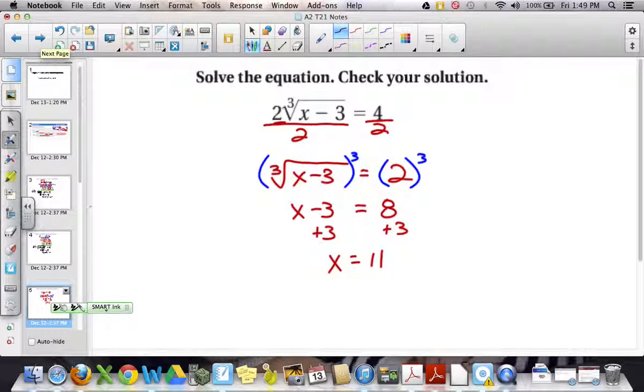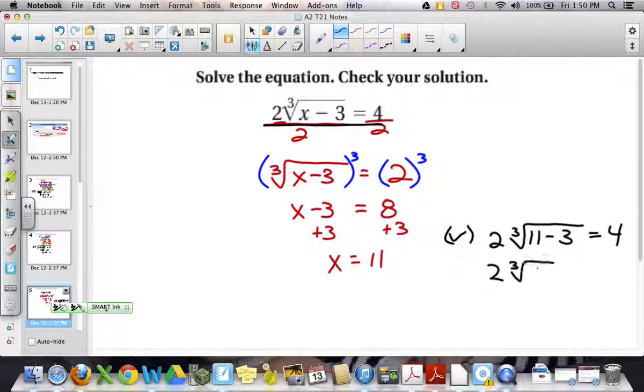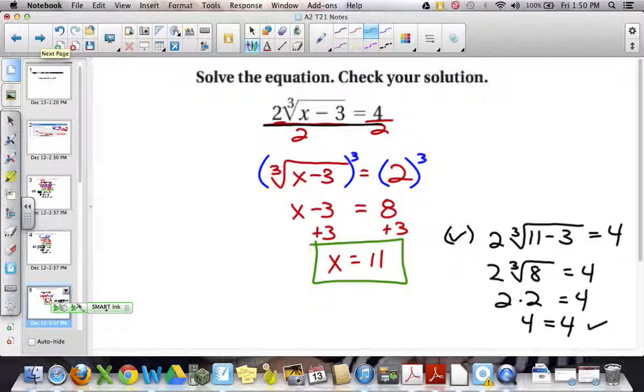All right, and then going back to check it in the original equation, substituting 11 in, we have 2 times the cube root of 11 minus 3 equal to 4. So this is 2 times the cube root of 8 equals 4, or 2 times 2. So we do get 4 equals 4, and it checks out. So we have a legitimate solution here of x equals 11.